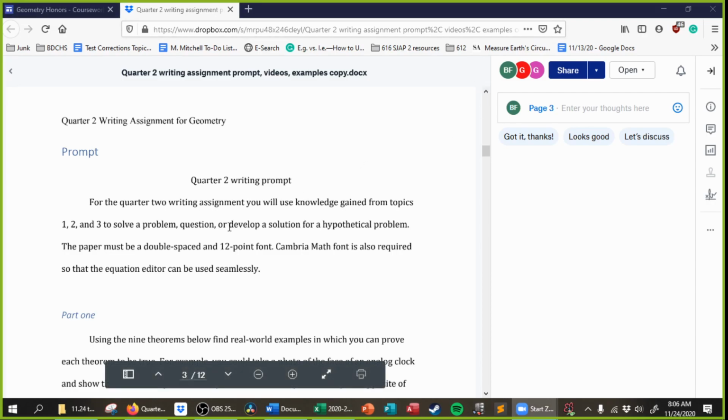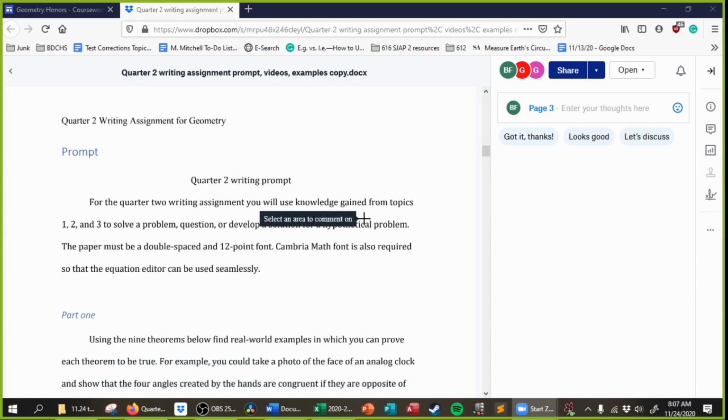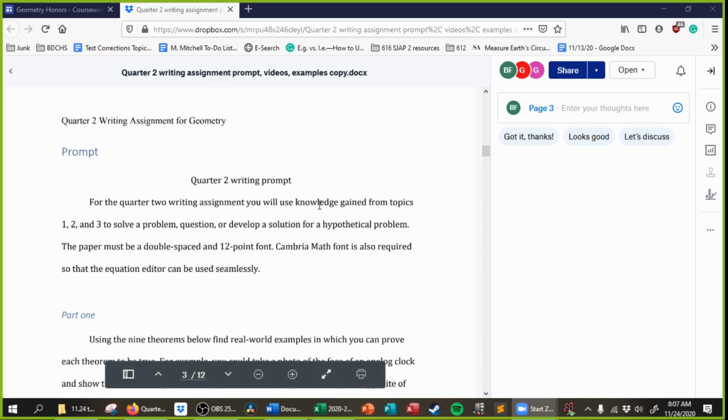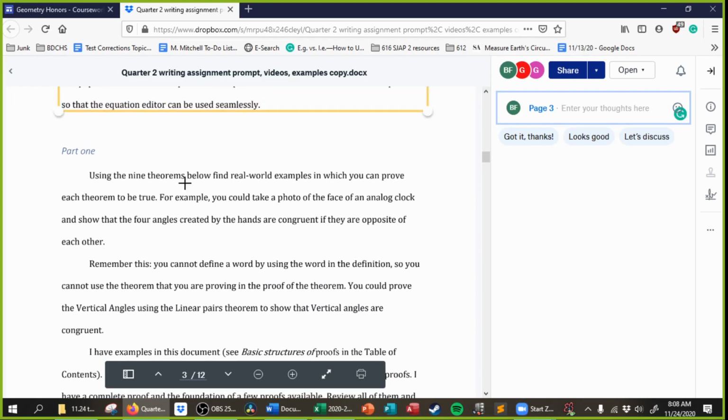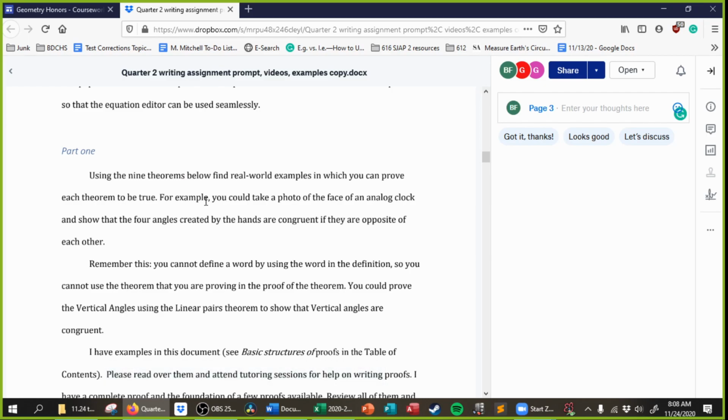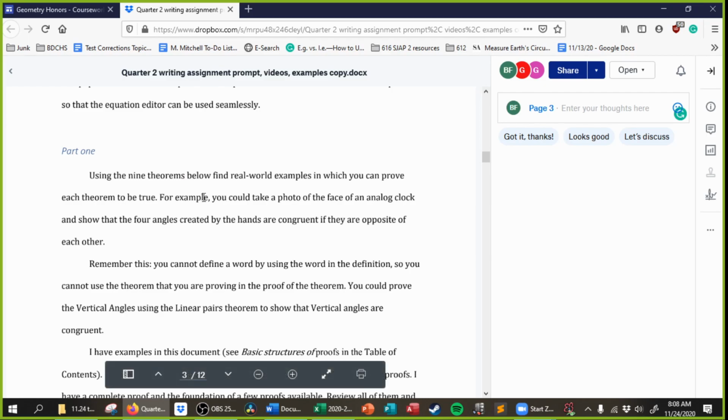I actually have a chart a little bit further down that'll help you organize exactly what you're doing to make sure that you've covered everything you want. I'll show you how to use the chart as I intended so that you have everything laid out properly. So using the 9 theorems below, I am assigning the 9 that you must do, but I'm not telling you how you have to do those proofs. I'm not going to tell you if it has to be a 2-column. I'm not going to tell you if it has to be a paragraph proof. You get to choose.